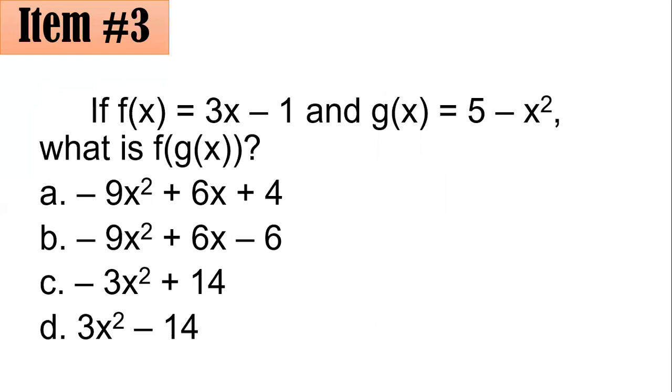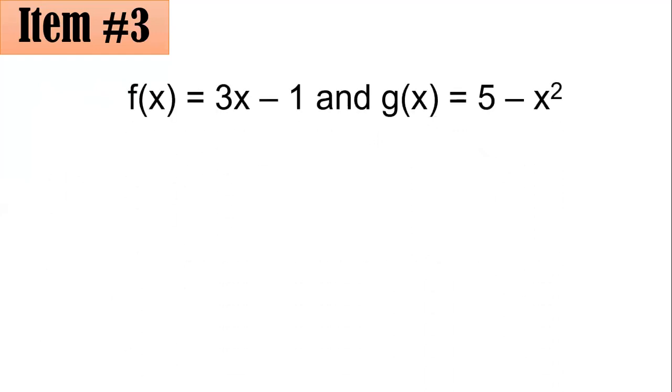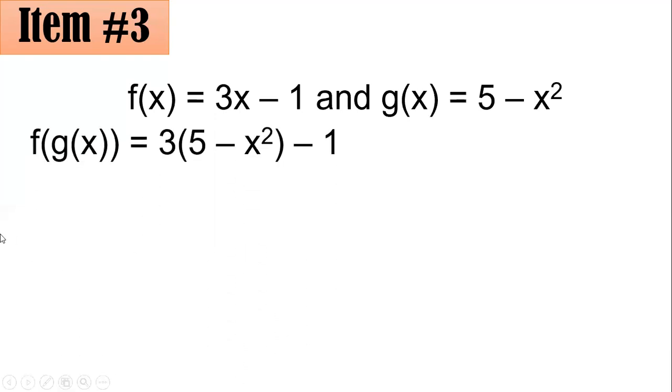So if we have these two functions, when we say f of g of x, remember, this means that the x of f of x will be replaced by the value of g of x. Since 5 minus x squared is the value of g of x, then 5 minus x squared will be substituted here to this x. That is why you have 3 times the quantity 5 minus x squared minus 1.